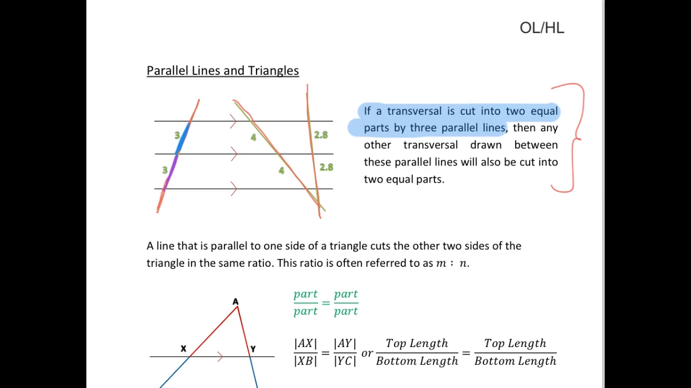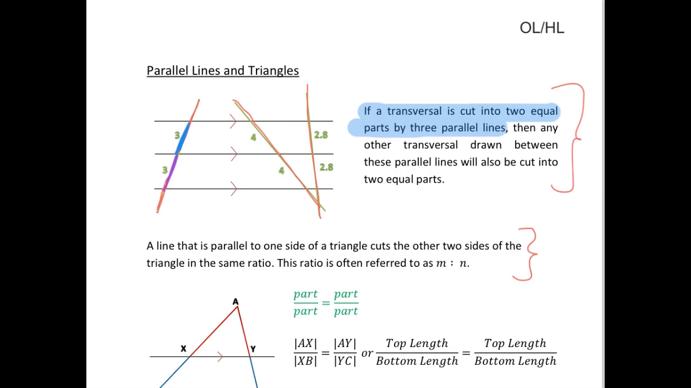The next thing I want to talk about is this theorem here, that if we have a line that is parallel to one side of a triangle, it cuts the other two sides of the triangle in the same ratio. This ratio is often referred to as m/n, and there are several types of questions we can be asked to do with these. The first being that at higher level you may be asked to prove this theorem, and again that will be shown in another video.